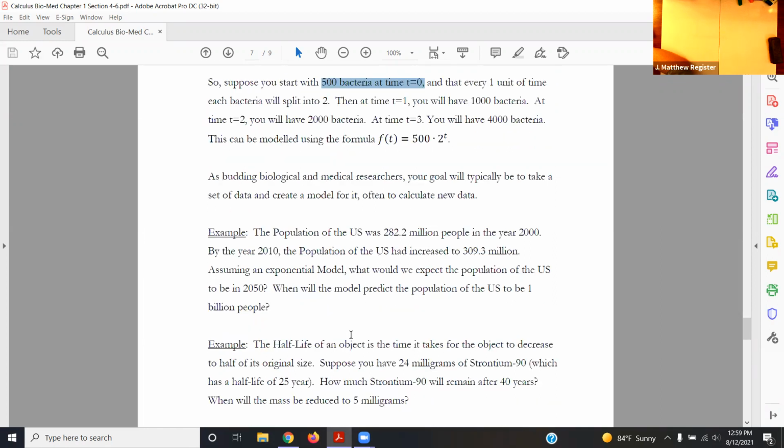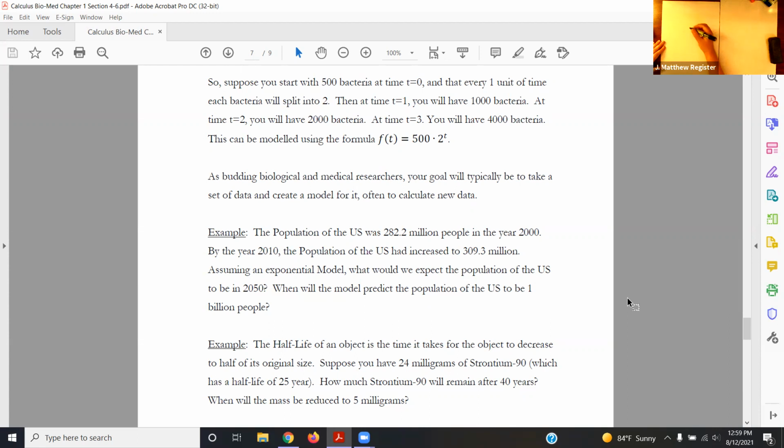And here's an example. The population of the US was 282.2 million people in the year 2000. By the year 2010, the population of the US had increased to 309.3 million. Assuming an exponential model, which for obvious reasons is not going to be a perfect exponential model, what would you expect the population of the US to be in 2050? What will the model predict, or when will the population be 1 billion people? Let's try this one.